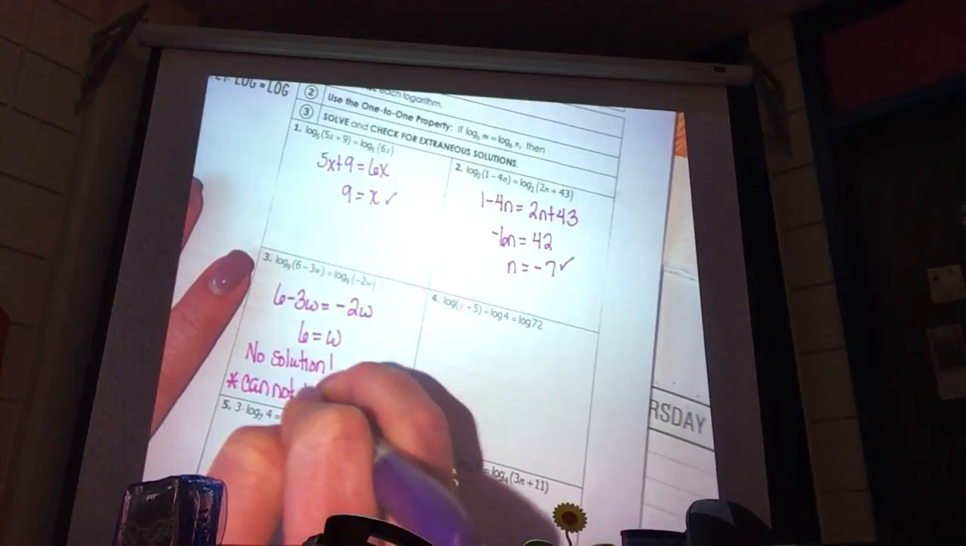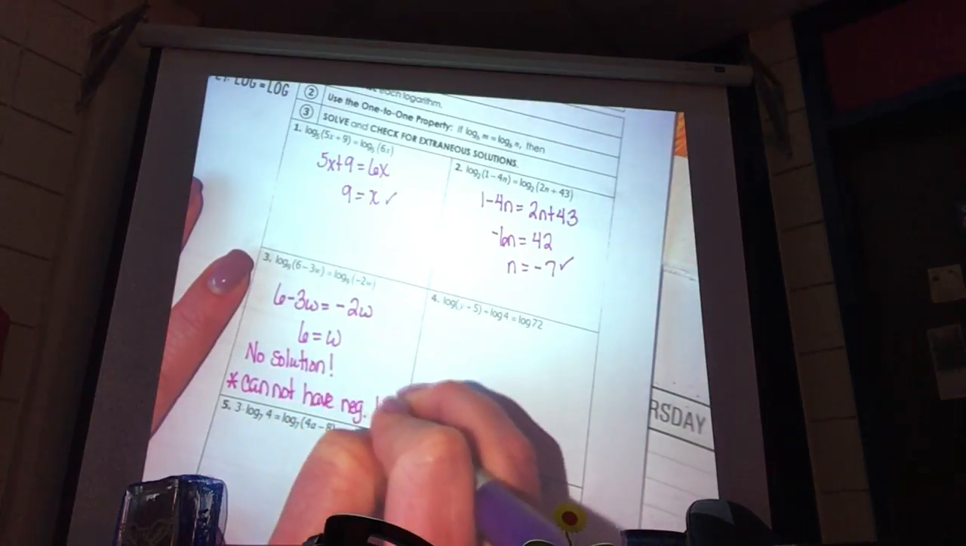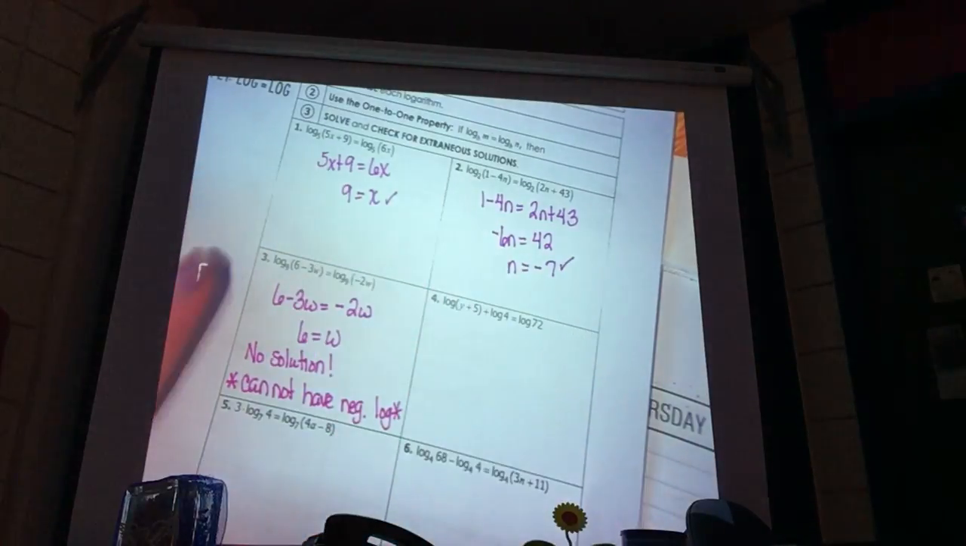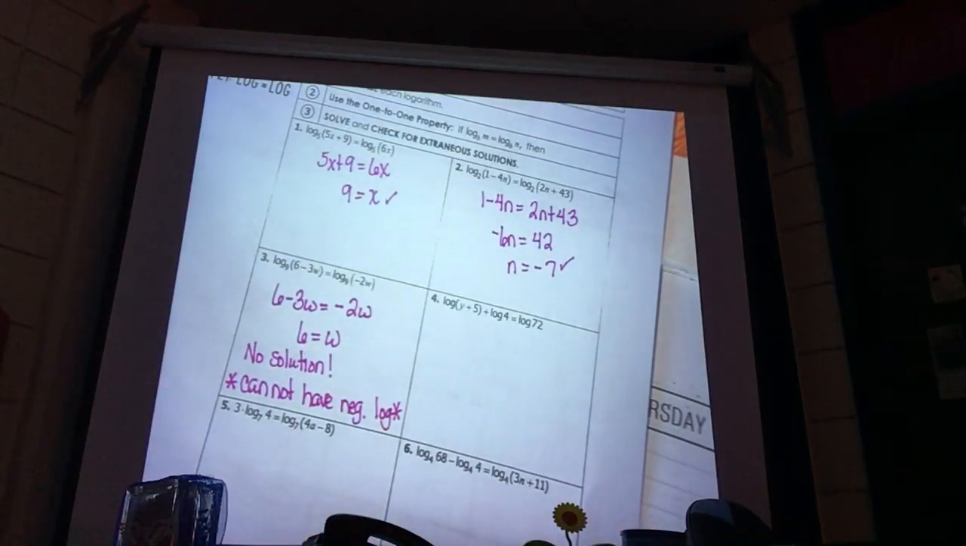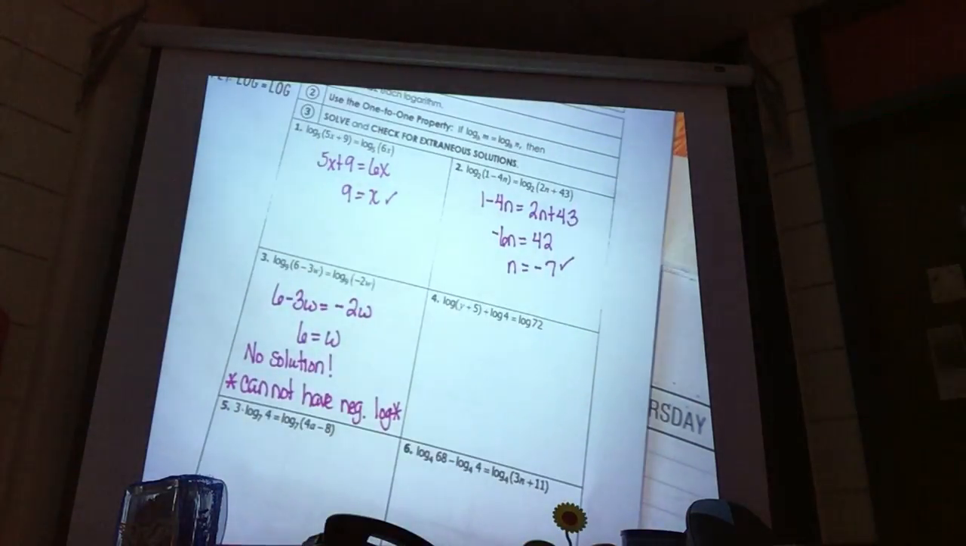You cannot have a negative log. If you put that in your calculator as log base to check it, it's going to come up as error, non-real.